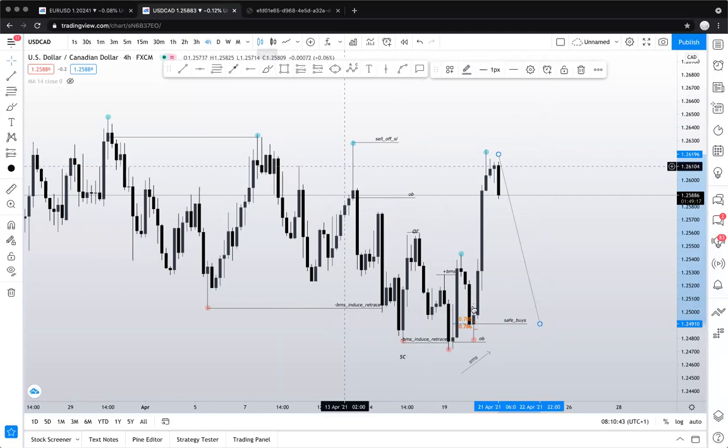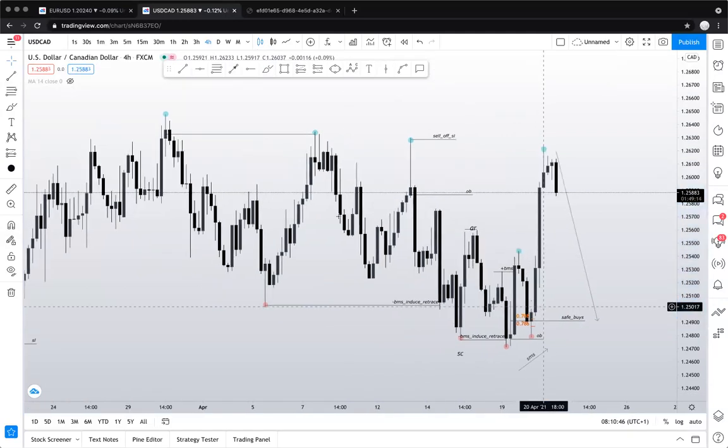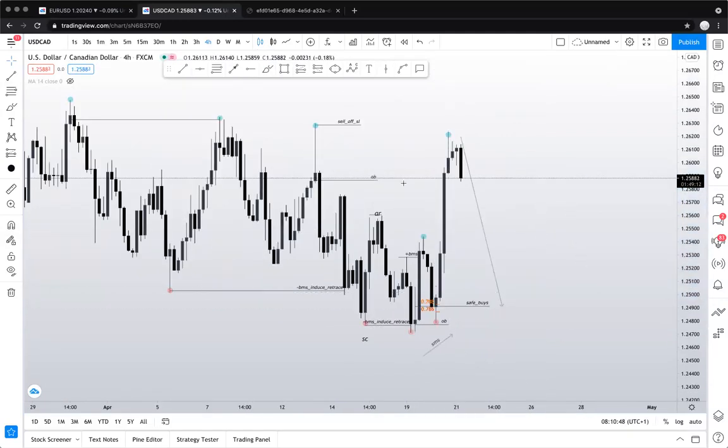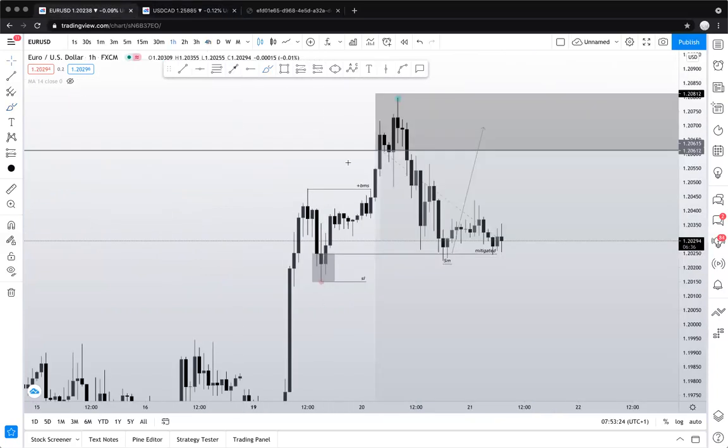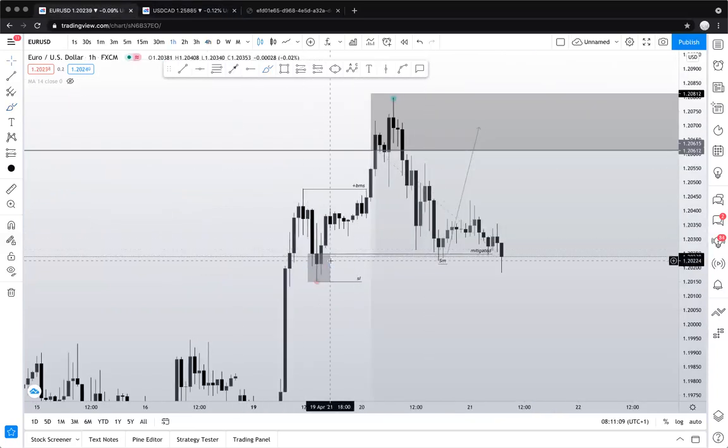Probably to mitigate this 4 hour order block here, and also give me a higher low on the market structure if the bullish continuation is going to pop up. Else, I'm still bearish on UCAD.